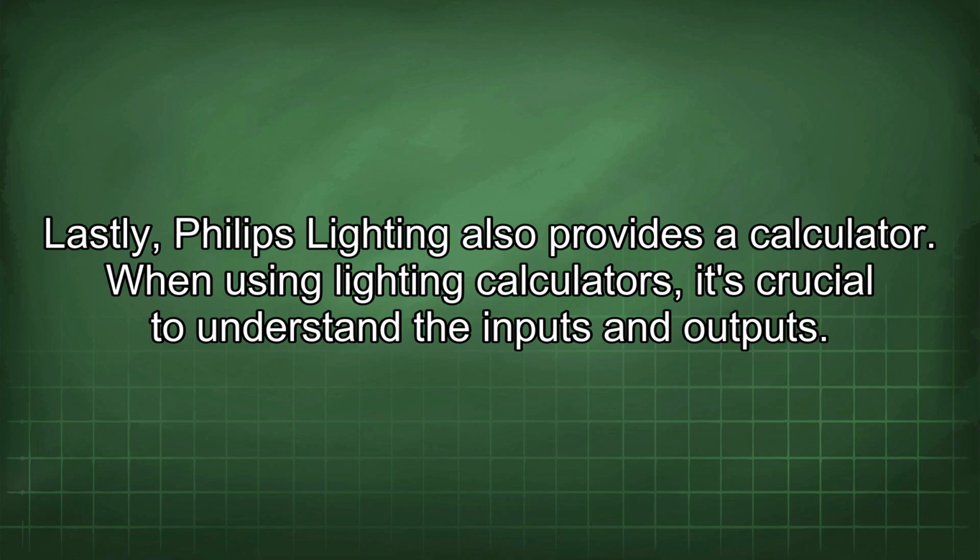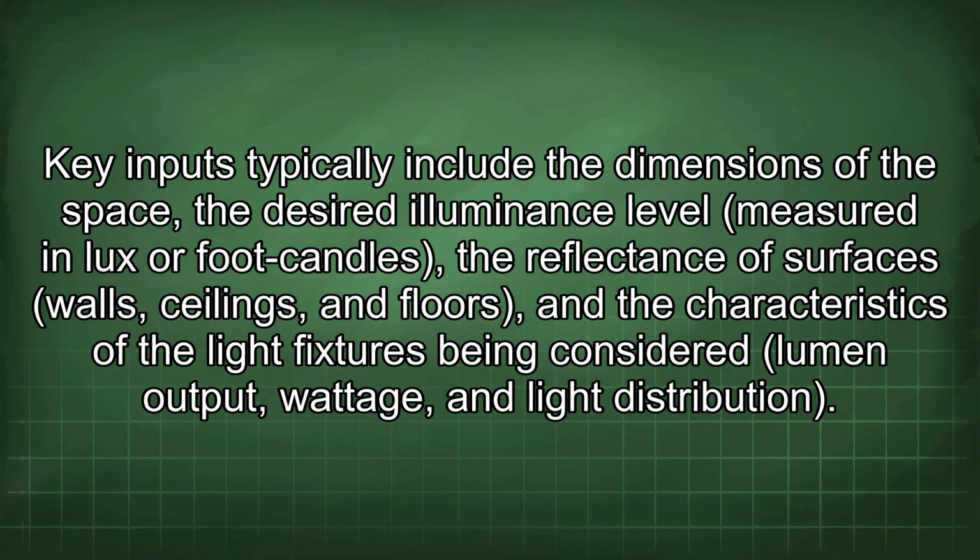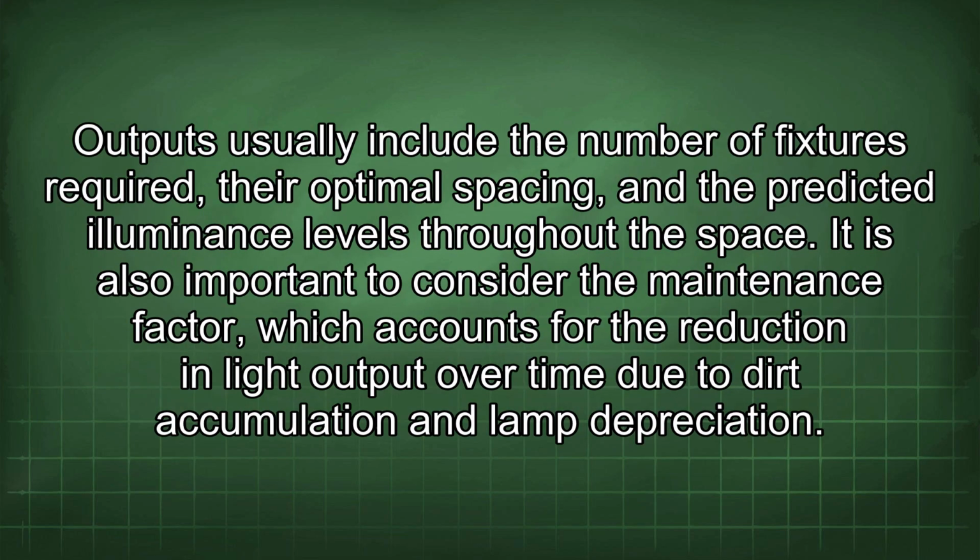When using lighting calculators, it's crucial to understand the inputs and outputs. Key inputs typically include the dimensions of the space, the desired illuminance level measured in lux or foot candles, the reflectance of surfaces, walls, ceilings, and floors, and the characteristics of the light fixtures being considered: lumen output, wattage, and light distribution. Outputs usually include the number of fixtures required, their optimal spacing, and the predicted illuminance levels throughout the space.